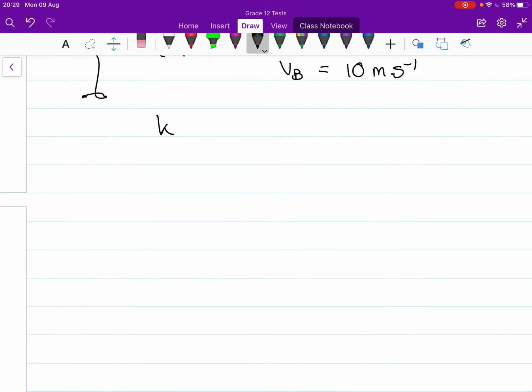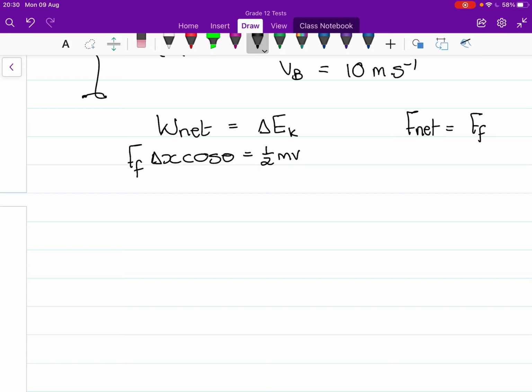So, W net equals change in EK. I need to recognize that the force that's acting on the object is friction. My net force can only be friction. There's no other force acting on my object to move it horizontally. So that means this is actually going to be friction, delta x cos theta equal to a half m v final squared, minus a half m v initial squared.